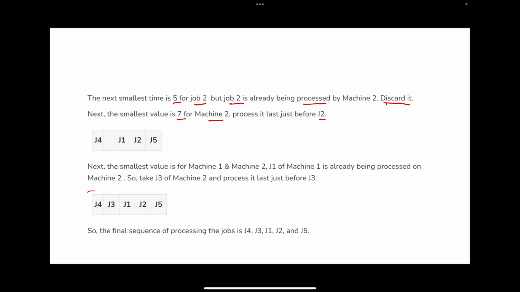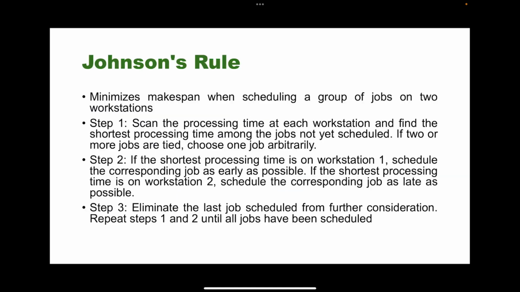So similarly, we have assigned all the jobs. So this is Johnson's algorithm. Now let us look at the steps of Johnson's rule. It minimizes the makespan time while scheduling a group of jobs on two workstations.